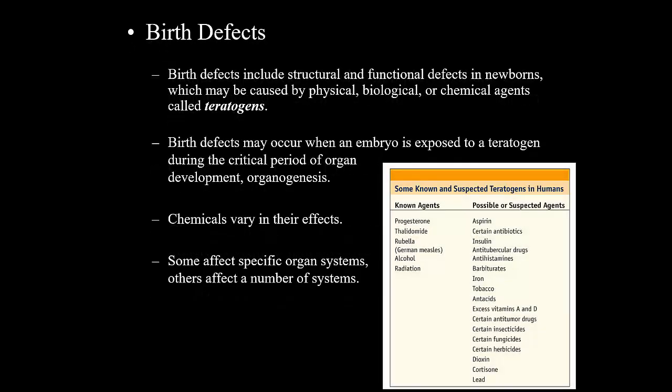Birth defects include structural and functional defects in newborns, which may be caused by physical, biological, or chemical agents called teratogens. Impacts of exposure to teratogens may be different depending on the stage of embryonic development, which we'll see on the next slide. The effects of these chemicals may also vary, with some affecting specific organ systems and others affecting multiple systems. You can see a list of some of the known and suspected teratogens in the table.